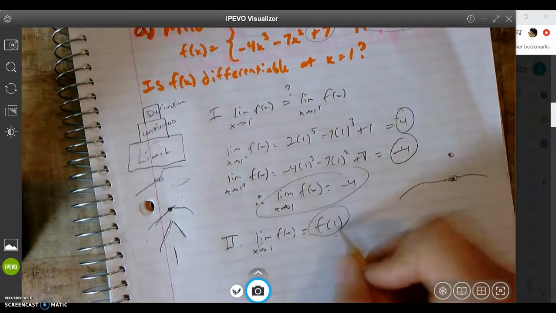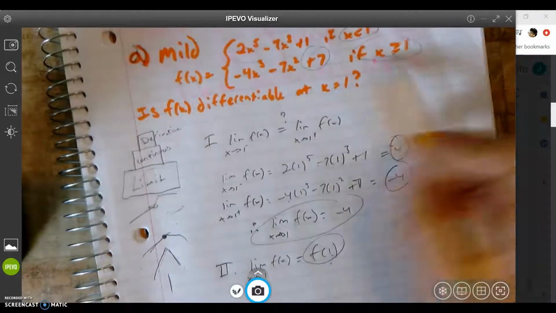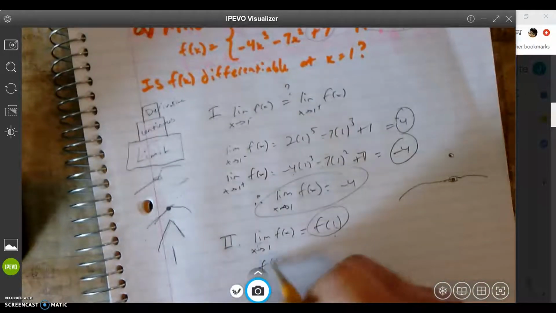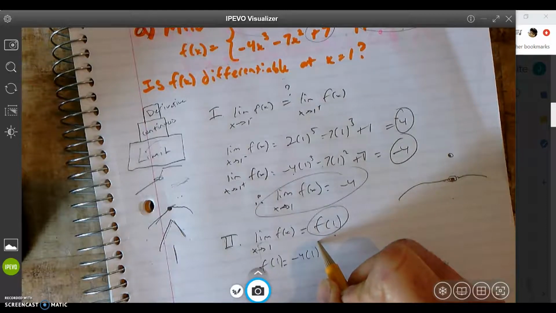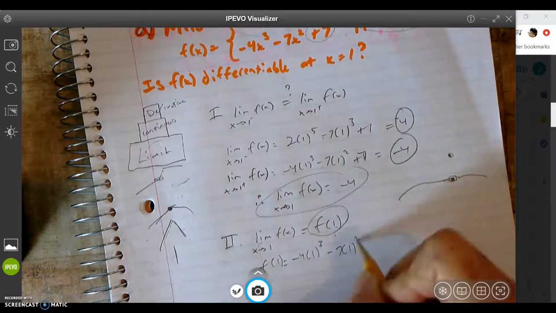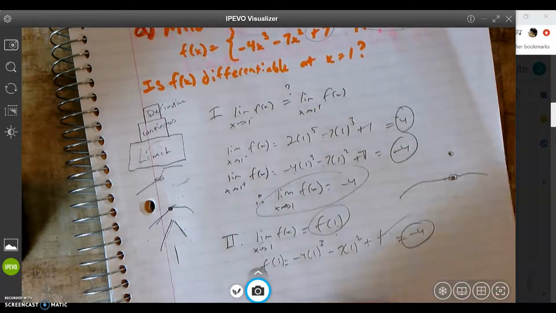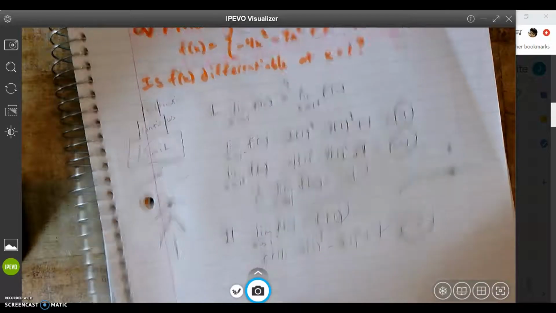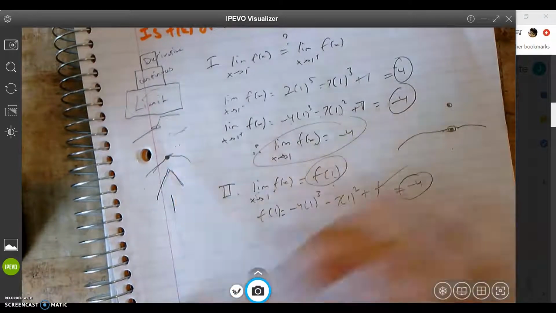Let's see. So f of 1, where does it equal 1? I look at the domain. It equals 1 at the bottom piece. You did this already, but you still have to write it. So f of 1 equals negative 4 times 1 to the 3rd minus 7 times 1 squared plus 7, which is negative 4. So this is also true, because we proved this is negative 4 right there. All right, so now we're going to make sure we have differentiability. We don't have anything like this on the graph.